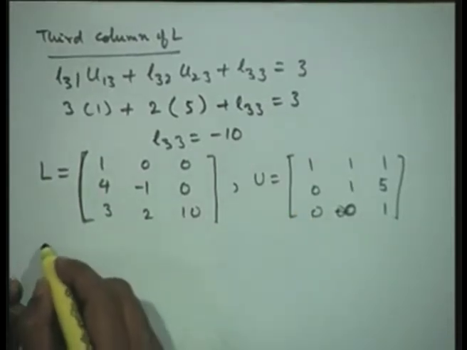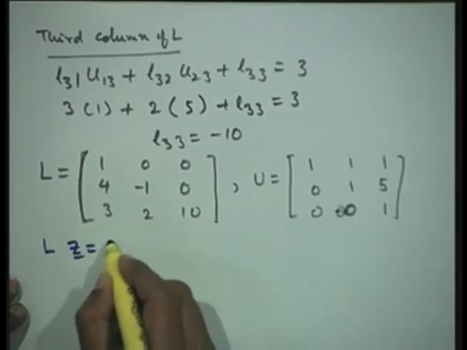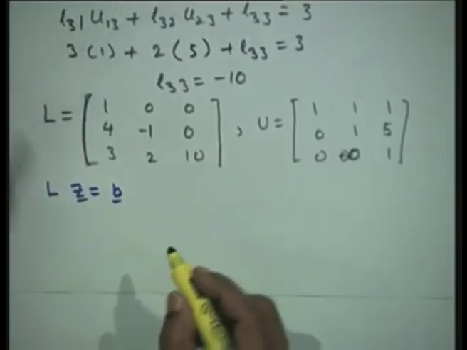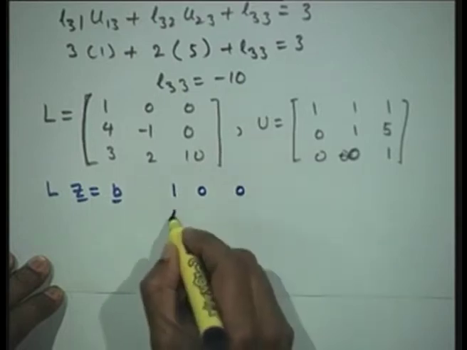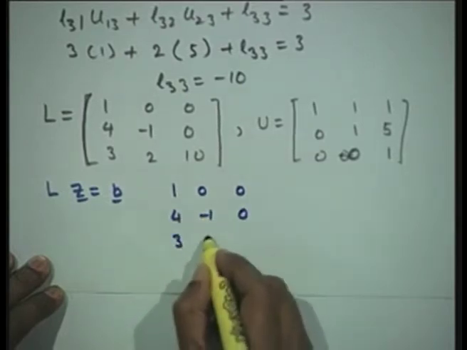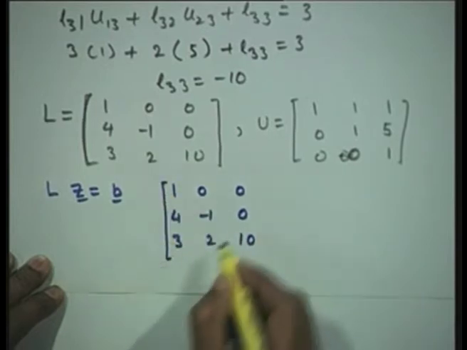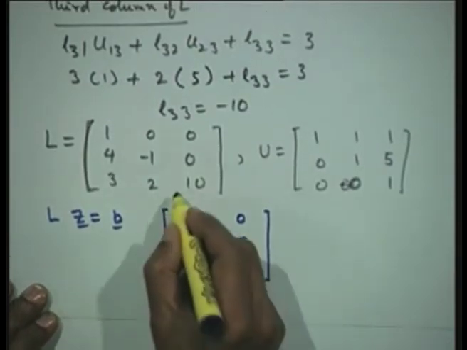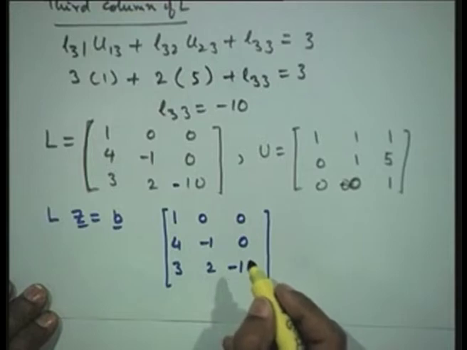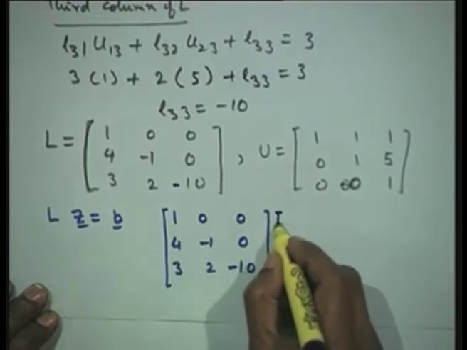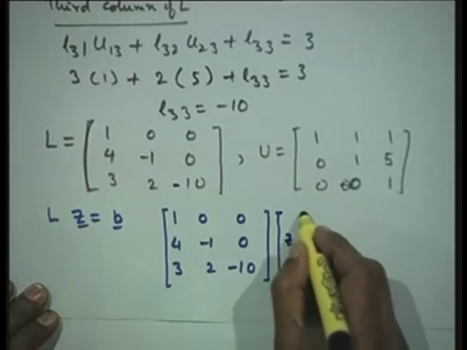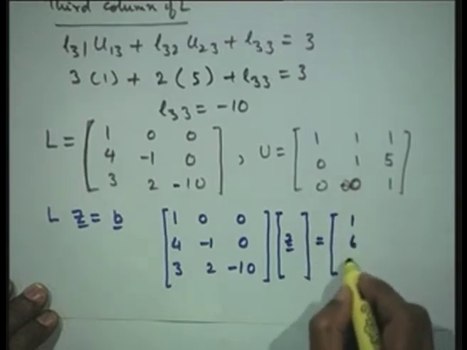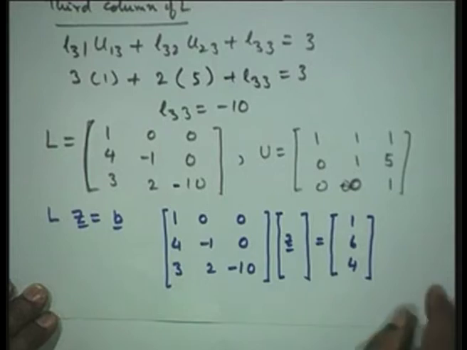Now, the next step to solve is L into Z is equal to B. Therefore, let us write down 1 0 0, 4 minus 1 0, 3 2 minus 10, and this is our vector Z1 Z2 Z3, and B is the right hand vector 1 6 4.